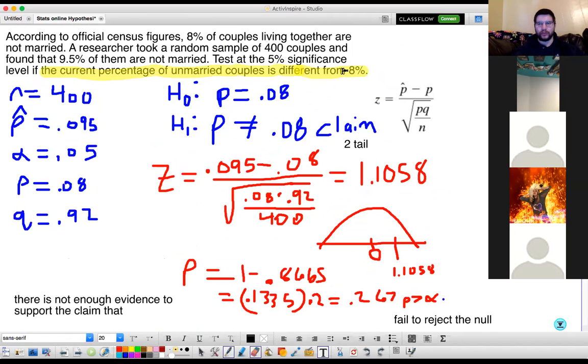Different is not equal to. Not equal to is the alternative. Remember, the alternative always has the part that does not include equality. The null has the equality.